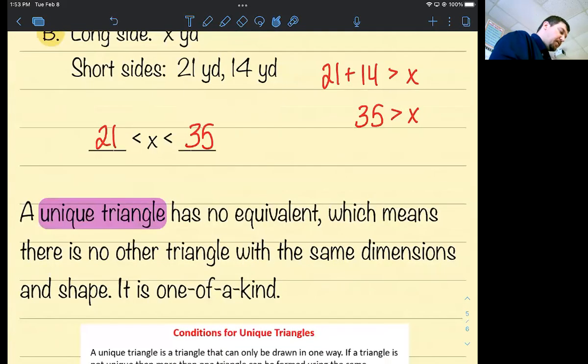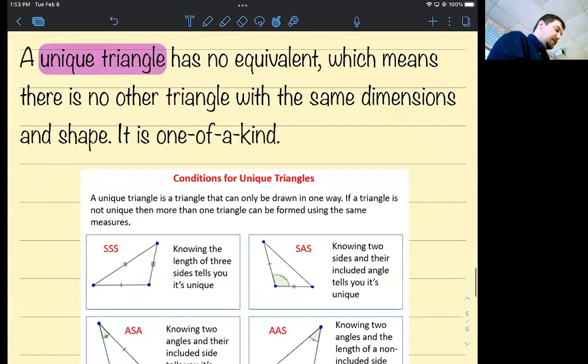Now, the last part of our notes here is talking about unique triangles. A unique triangle has no equivalent, which means there is no other triangle with the same dimensions and shape. It is one of a kind. So an example of a unique triangle: if I said, I need you to draw me a triangle with these angle measurements and these side lengths, and I gave you a ruler and a protractor, and if I walk up and down the aisles and everybody's triangle looks exactly the same, then that triangle was one of a kind. There's only one like it, it's unique.